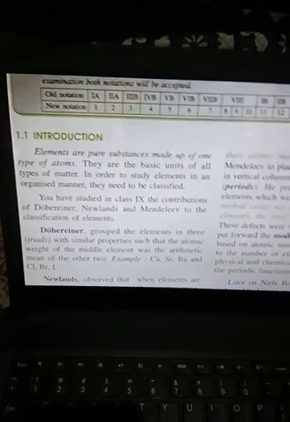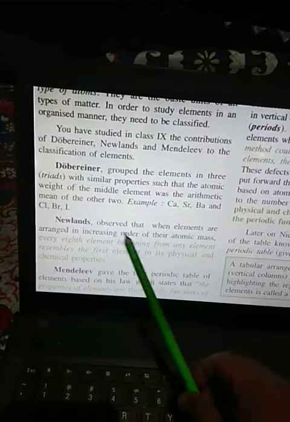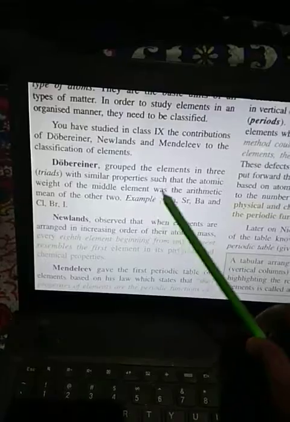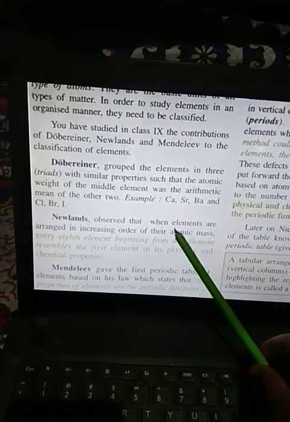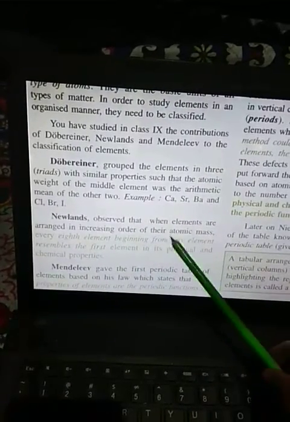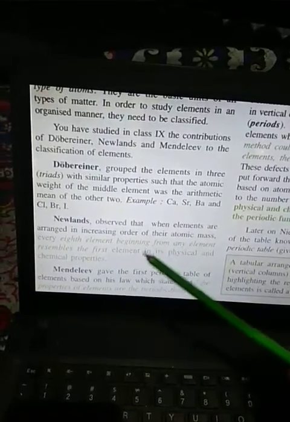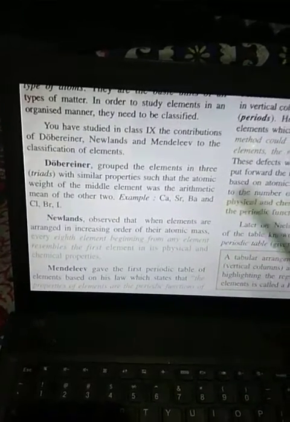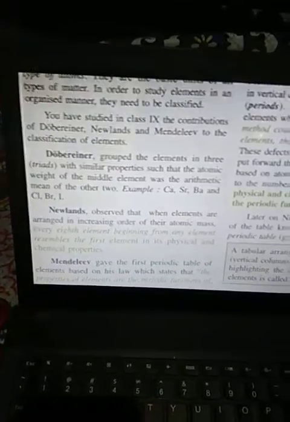After that comes Newlands' law of octaves. According to this law, every eighth element beginning from any element shows similar physical and chemical properties. We also call them octaves, like a music note, where there is a repetition of a sound after every 8 counts. It's like that.